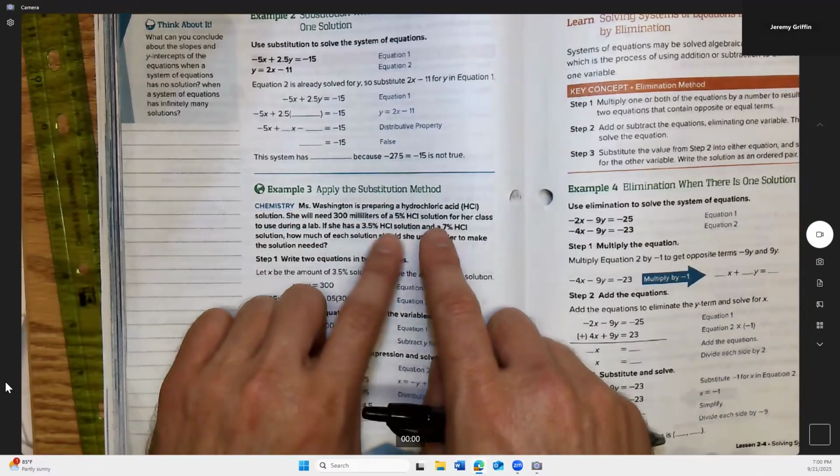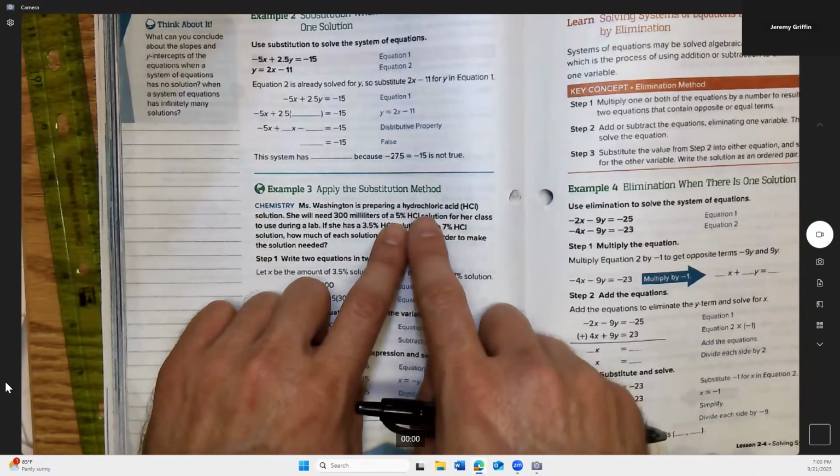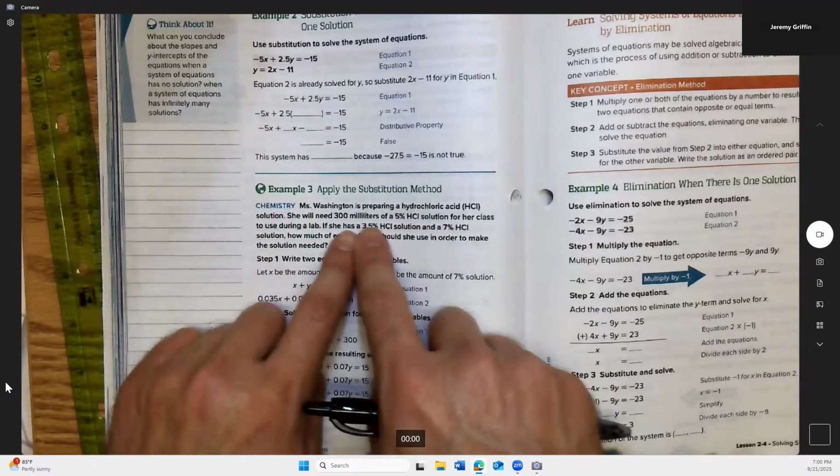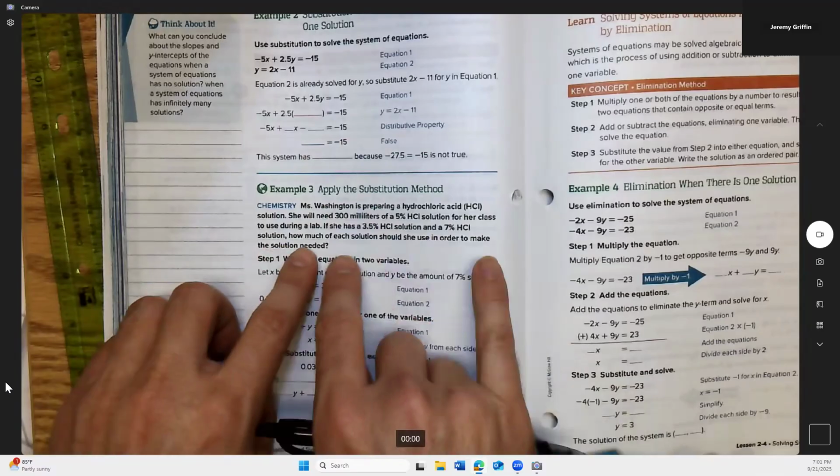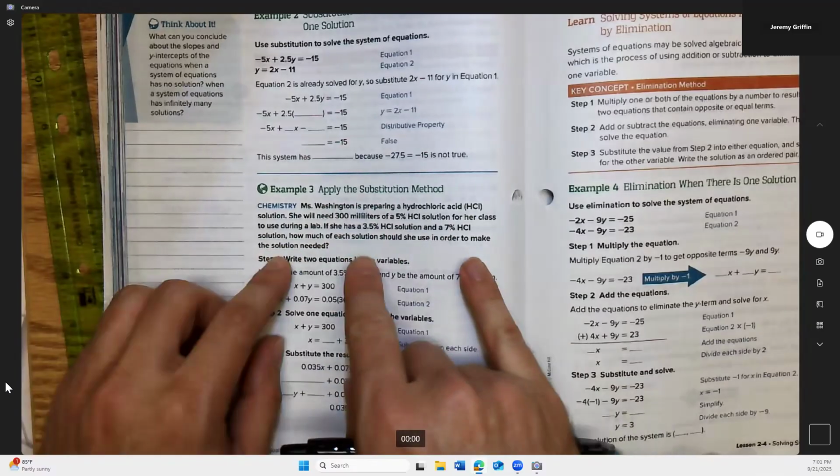Yeah, I bet she could just sort of mix these together and it would average out to exactly what she needs. Okay. And one more detail is she needs to quantify exactly 300 milliliters. Right. So the question is, how much of each solution should she use in order to make the solution needed?